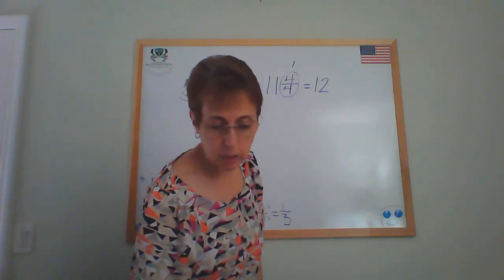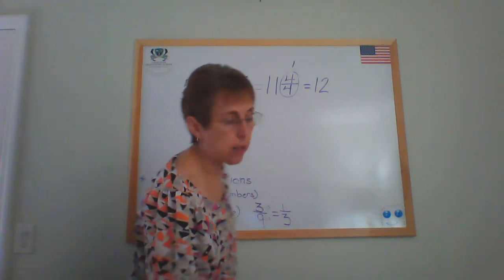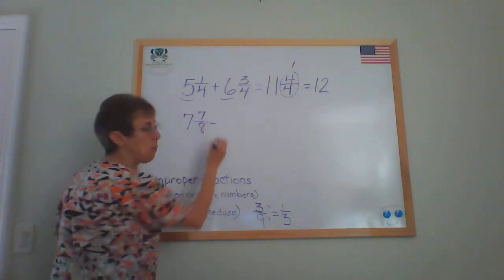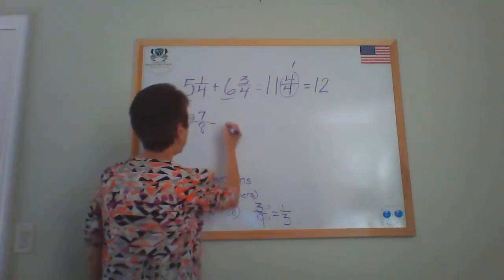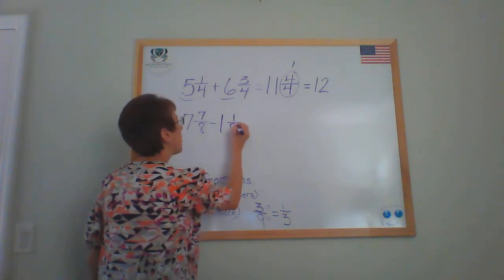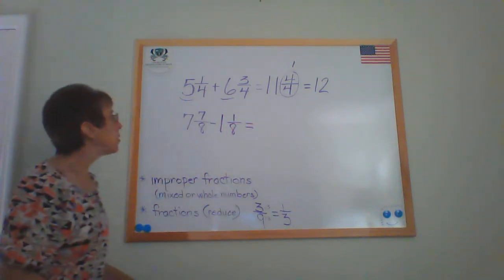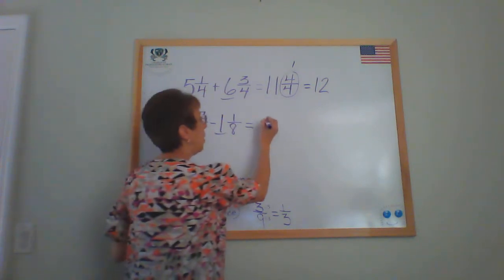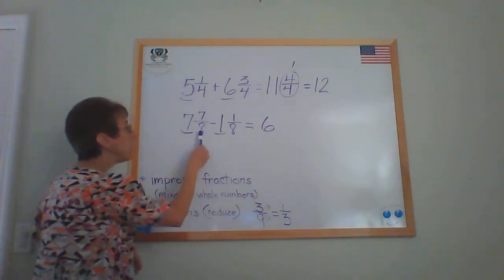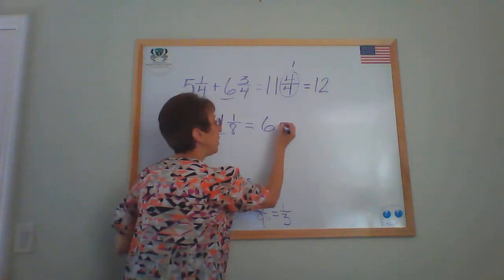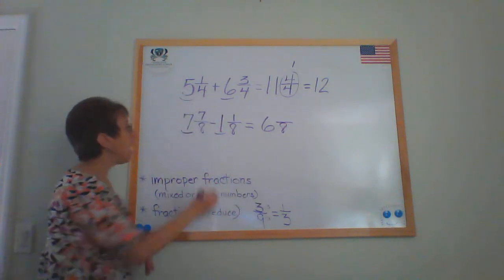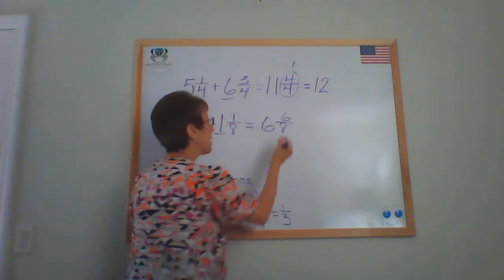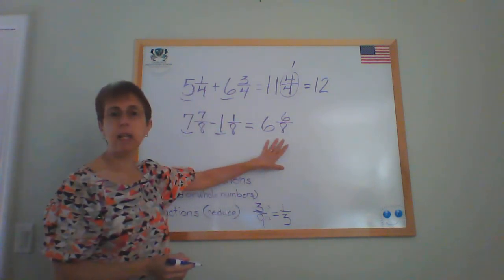All right, let's take a look at the subtraction next to it. 7 and 7/8 minus 1 and 1/8. Okay, so we have our whole numbers first. 7 minus 1 equals 6. Then we have eighths, so we keep the denominator of 8. And then we subtract the numerators. 7 minus 1 equals 6. So you end up with 6 and 6/8.